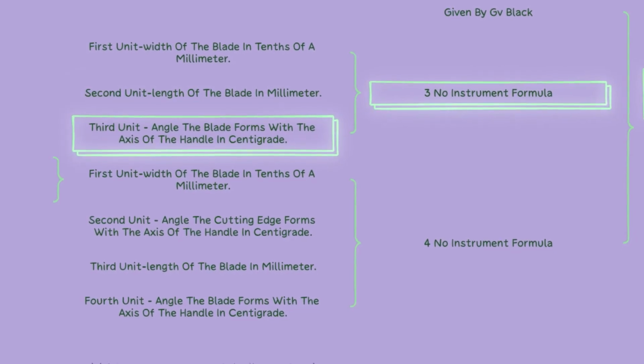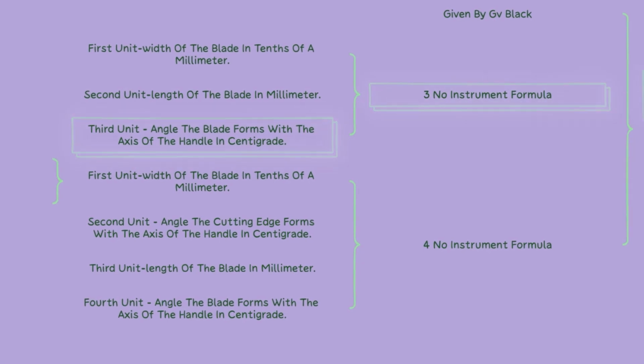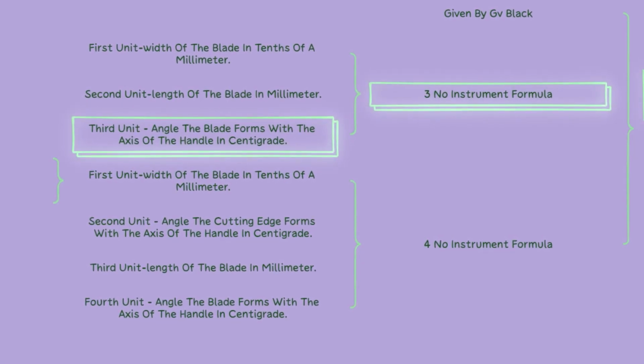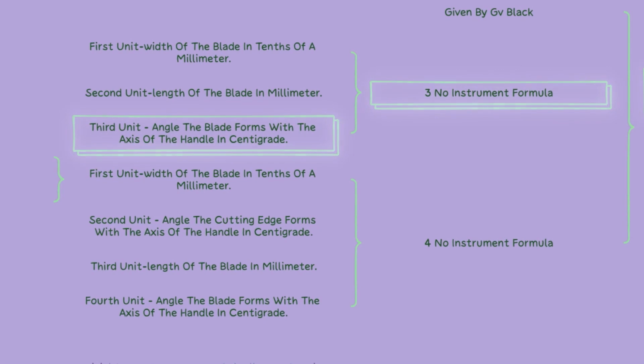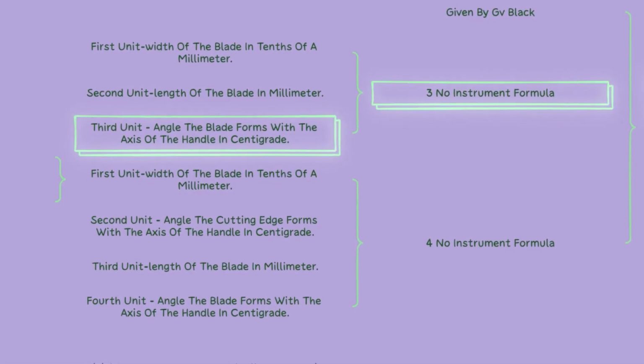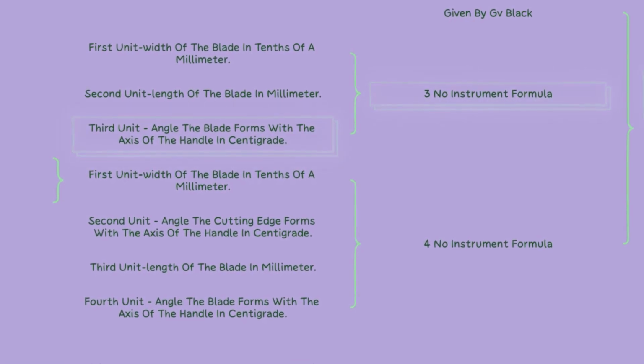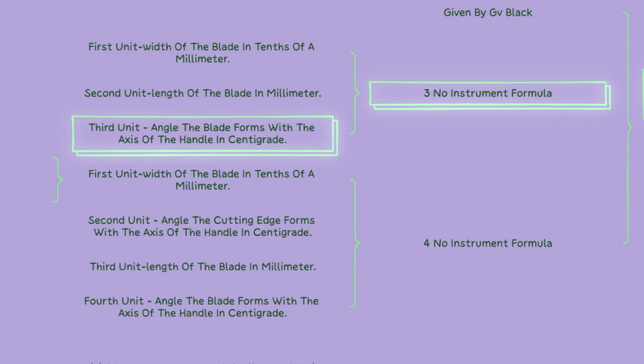The third number denotes the angle of the blade in relation to the shaft, measured in hundredths of a circle, centigrades. For example, the formula 15, 8, 12 describes a hatchet with a blade width of 1.5 millimeters, a blade length of 8 millimeters, and a blade angle of 12 centigrades.